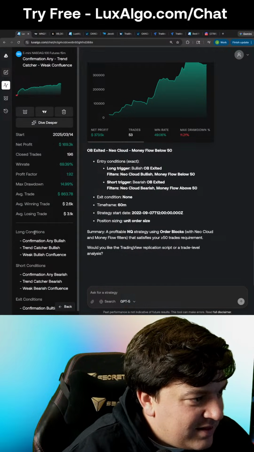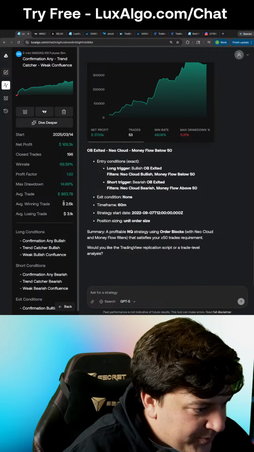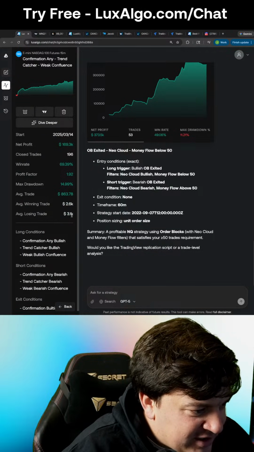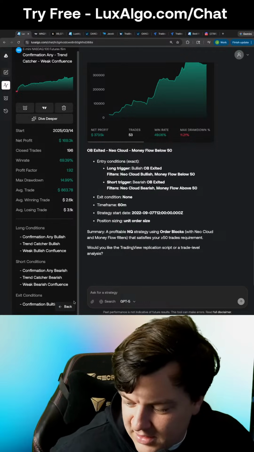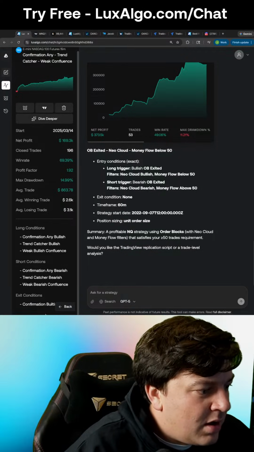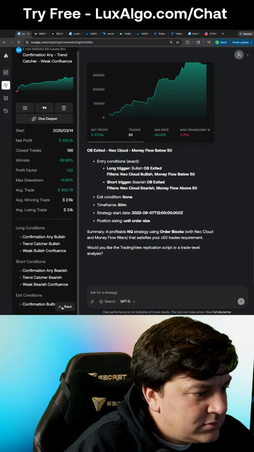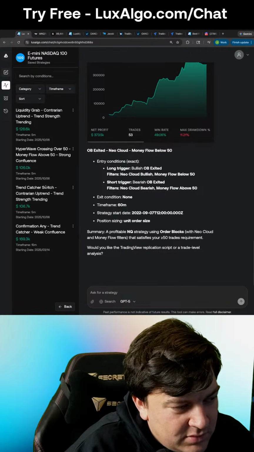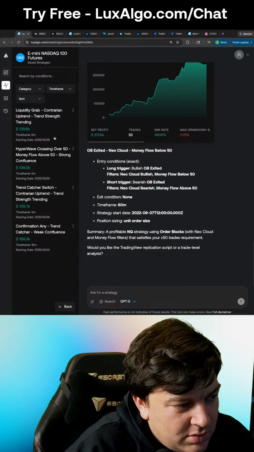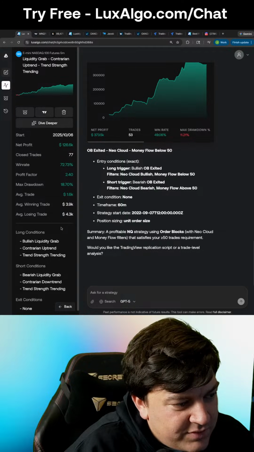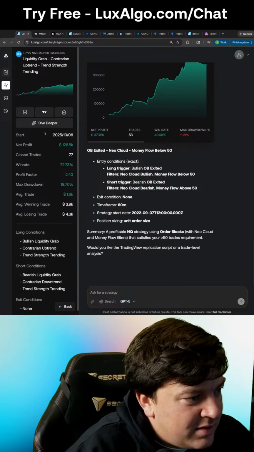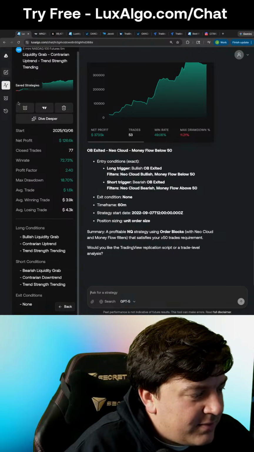Let's go back to this one. Average winning trade's pretty close. It does have a deeper drawdown. Let's see this one. This one's a 5-minute. Winning trades there. It does have a pretty high. Let's look here.